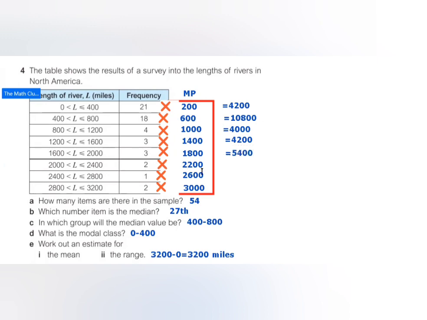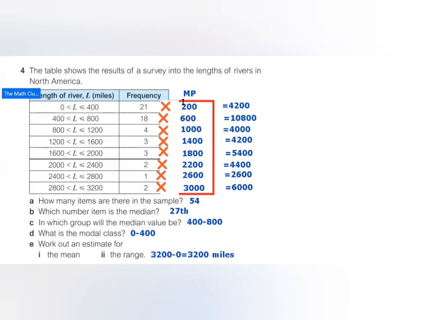And the next one, 2 times 2200. It's going to be 4400. And then here 1 times 2600. It's going to be the same, 2600. And here 2 times 3000 is going to be 6000. So equals 6000. So as we said, you have to follow the steps.